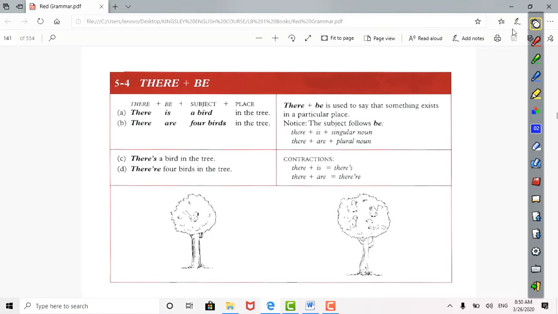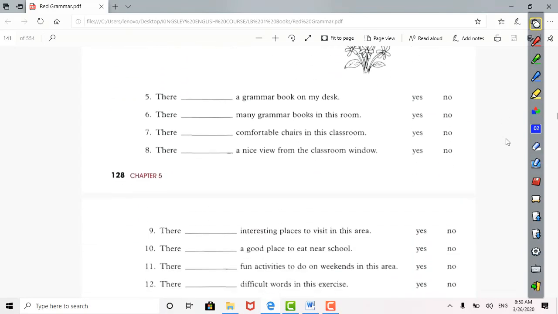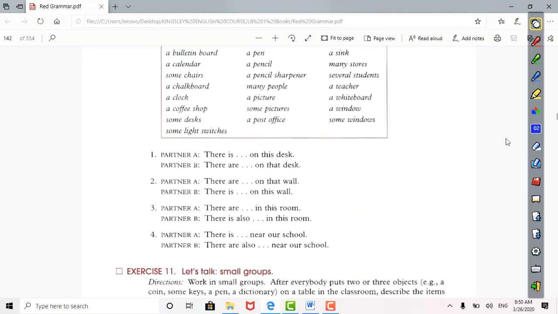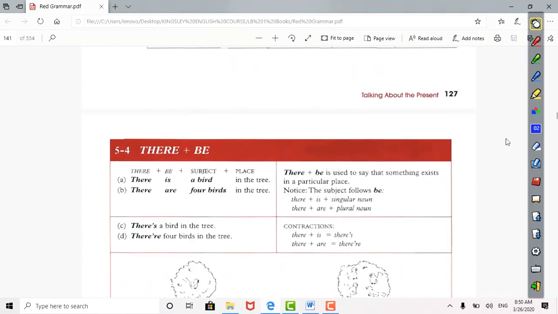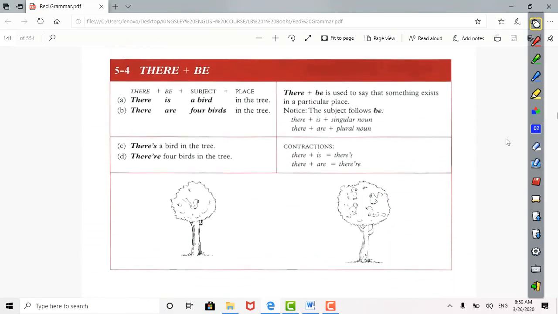Okay, now we talk about there is or there plus be. So what page? It should be on page 129. Please check your book, my students. 129. If you think that the video or the pictures over here are not clear, please open your book, so you have double sources in my video and also in your book.